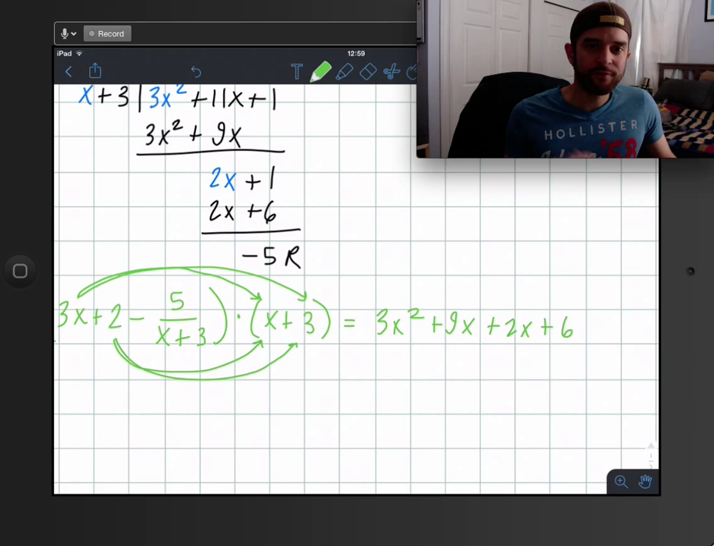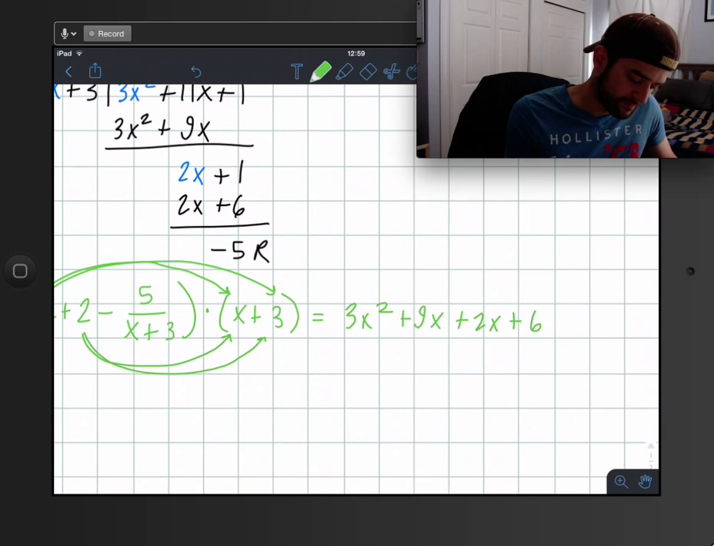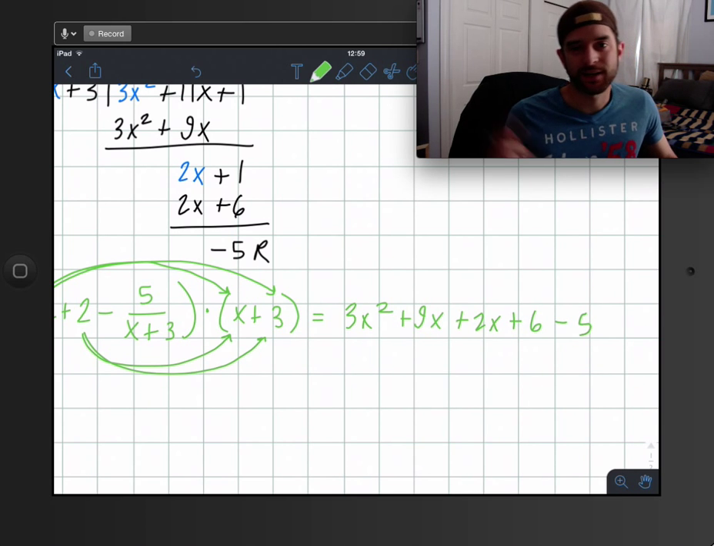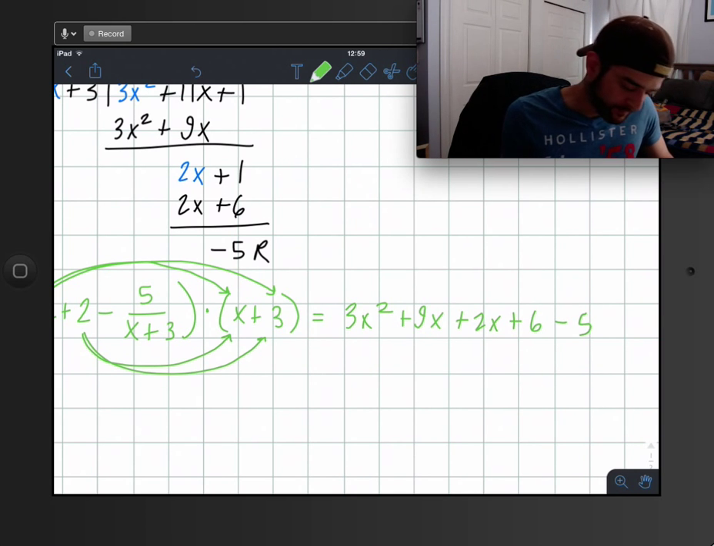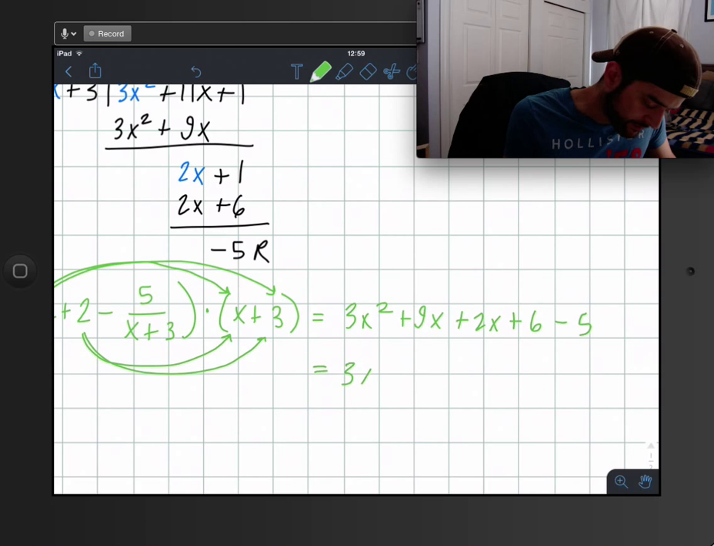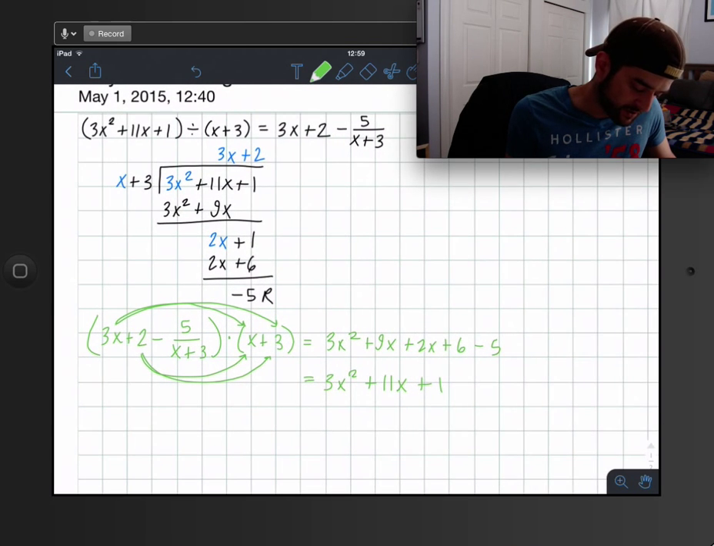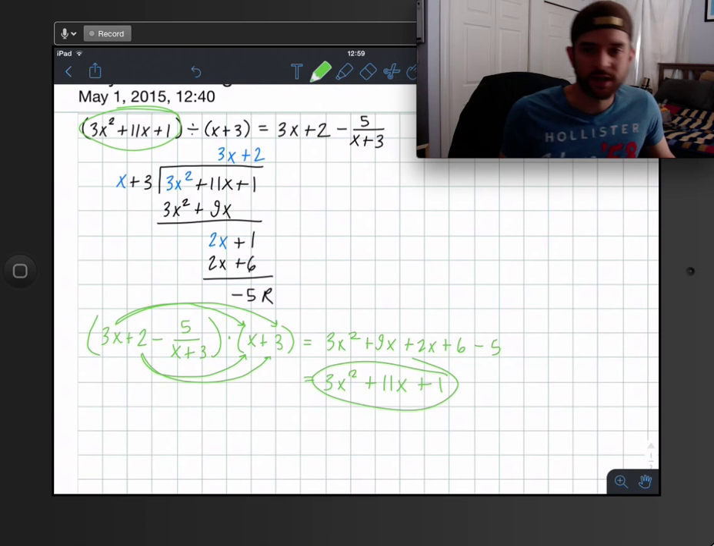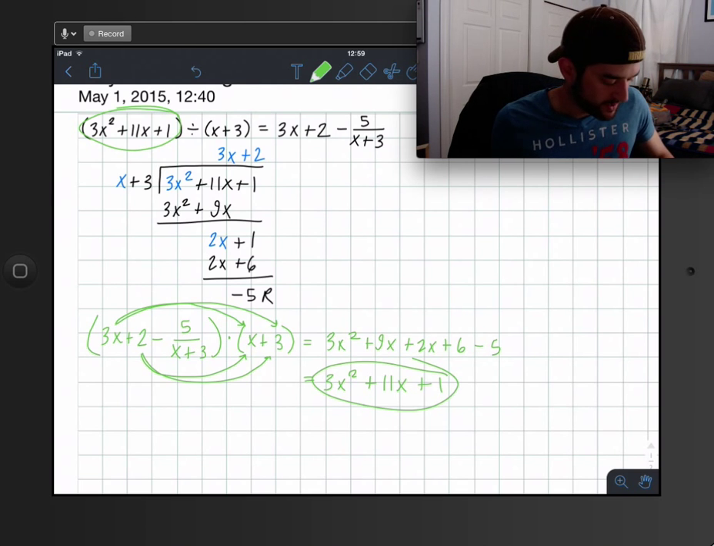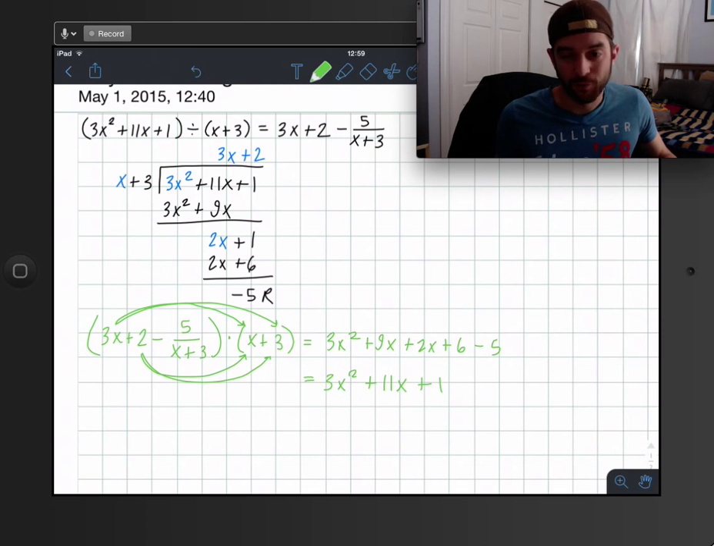And then negative 5 over x plus 3 times x plus 3 is minus 5, because the x plus 3s will divide away. And then if I clean this up, I get 3x squared plus 9x plus 2x, which is 11x, and then 6 minus 5, which is 1. So notice that is the same thing I started with. So it works. It's a really weird looking answer, but it works.